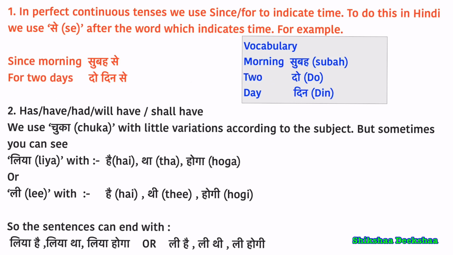Now, morning means subah in Hindi. Two means do and days means din. Now in this example, morning is the word which is indicating time. So we write se after this word. Subah se. Now in this example, for 2 days, 2 days is the phrase which is indicating time. Means do din. So we write se after this, and it is do din se.